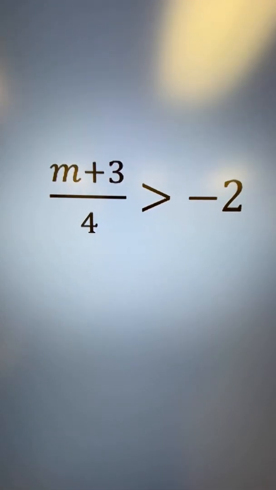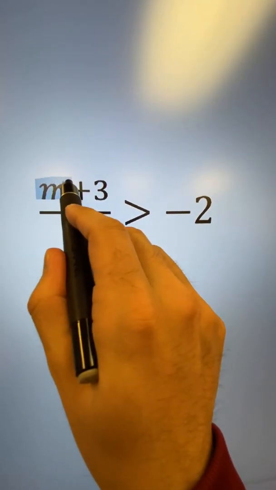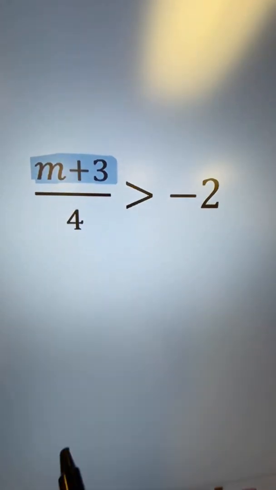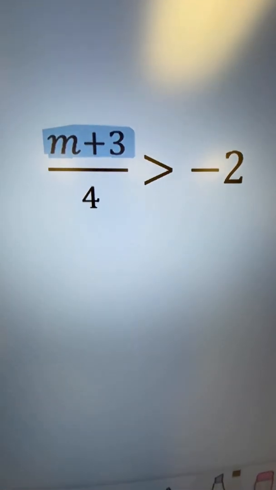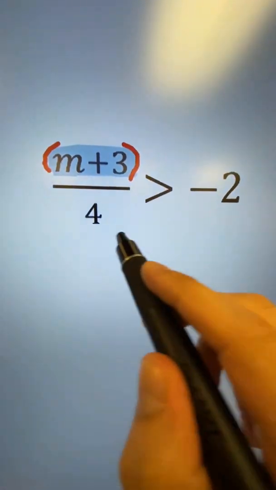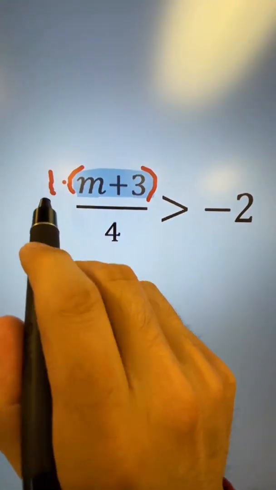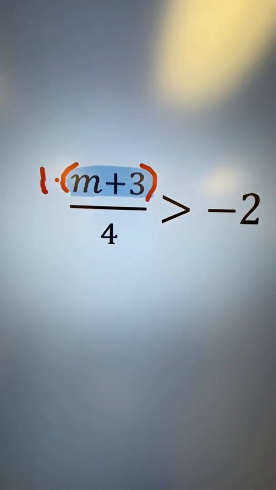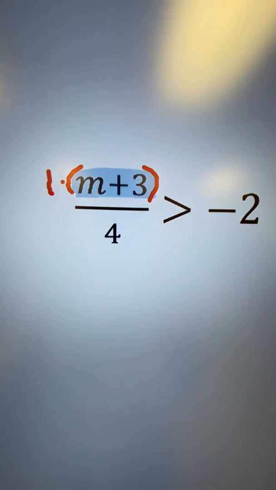Even though this problem might look complicated, it's not as bad as it looks. So here you can see we have two terms divided by 4 greater than -2. I'm just going to put parentheses around this, and I'm going to multiply this by 1 because, look, 1 times this amount does not change the value when you multiply by 1. It's still the same value.